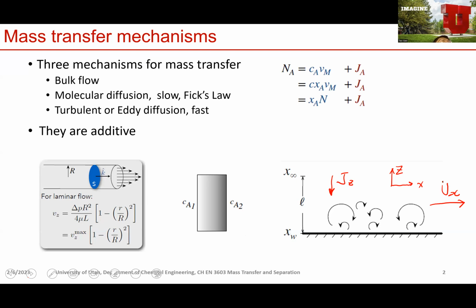So these mass transfer mechanisms are additive, which means that you can add them together. And we've learned that the total molar flux can be broken down into two parts: the convective flux, right? That is basically proportional to the molar average velocity of your fluid multiplied by the concentration of species A, if you are computing the total mole flux of species A.